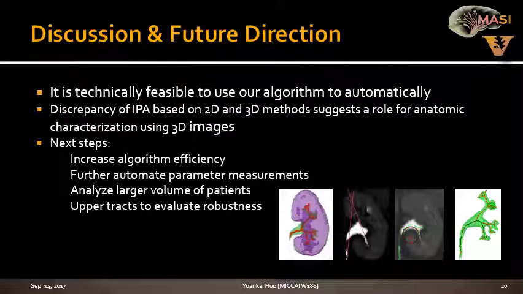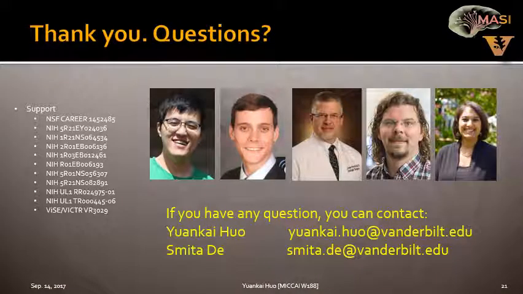To conclude, it is technically feasible to use our algorithm to fully automatically segment and measure. The discrepancy of IPA based on 2D and 3D methods suggests a role of anatomic characterization using 3D images. The next step could be increased accuracy and efficiency. We can further automate the parameter measurements, analyze a larger volume of patients, or even phantoms to evaluate the robustness. That's it. Thank you so much.